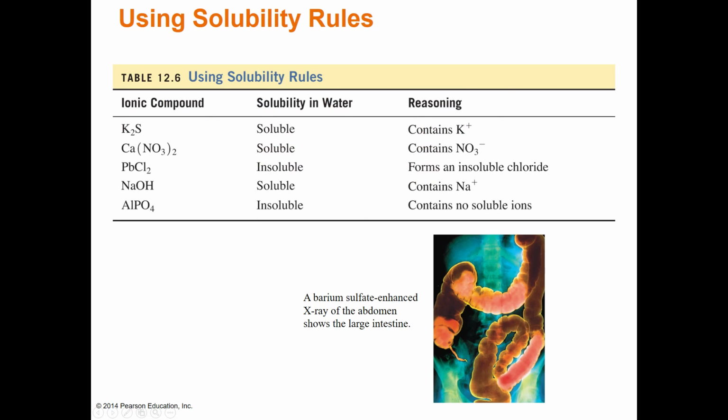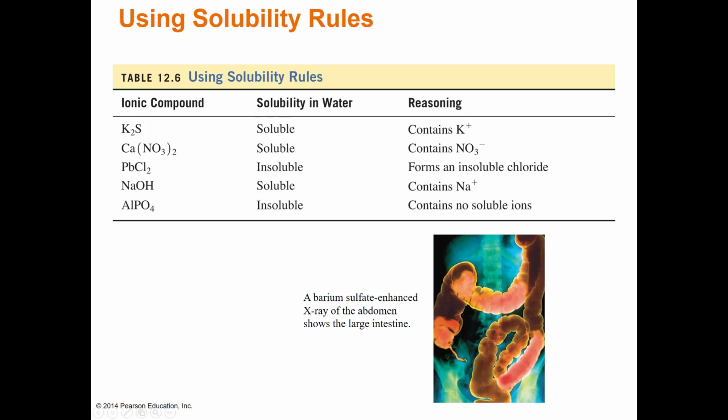All right, so potassium sulfide is an ionic compound soluble in water based on the rules, because potassium, sodium, and ammonium salts are soluble. And the reasoning would be it contains potassium ions, because the first rule, even on your chart, says what? All sodium, potassium, ammonium salts are soluble. Calcium nitrate is soluble in water, because all nitrates are soluble. Lead chloride is insoluble because all chlorides are soluble except for those of lead, silver, and mercury. That's your third rule. Sodium hydroxide, if it contains sodium, then it's soluble.